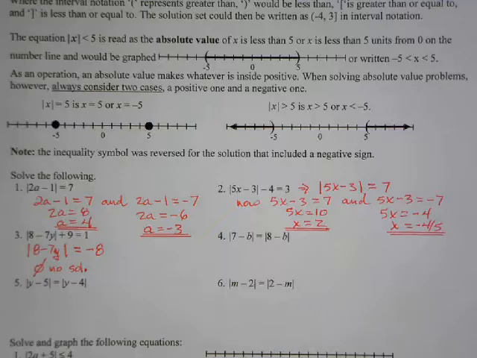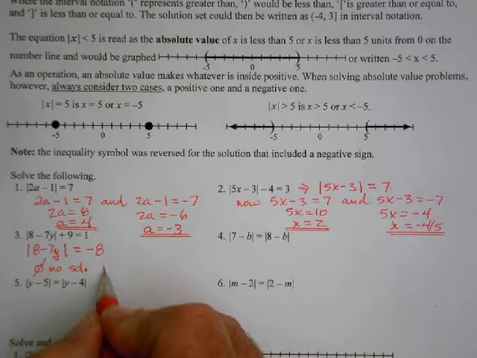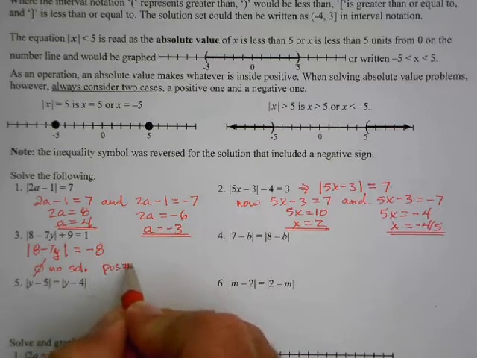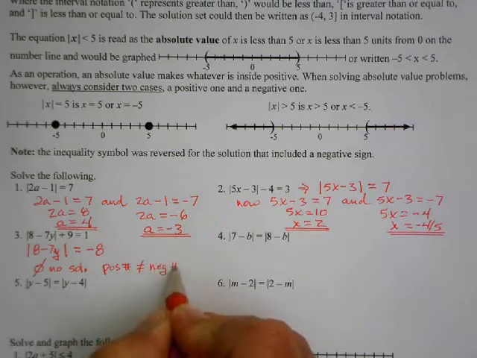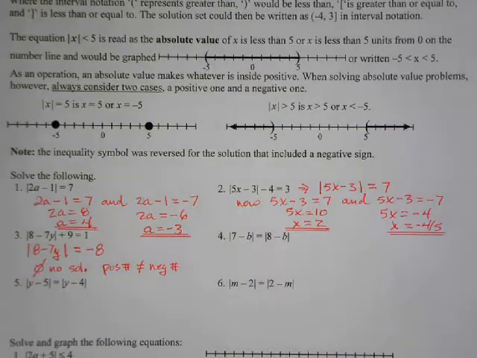Why? Well, absolute value is always positive. So a positive number cannot equal a negative number, because I got a -8 there. So there is no way to make that absolute value equal a negative number. So it is possible to have a no solution when I solve.